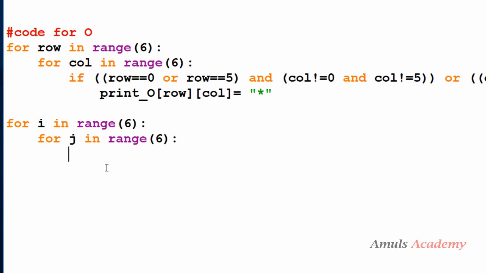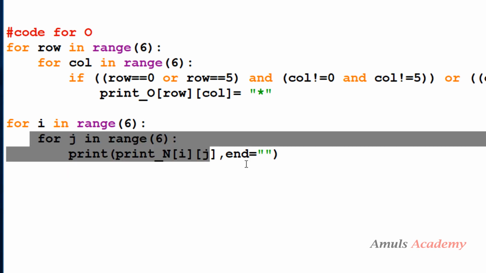First we need to print N, next O, right? So I need to print this now, print N. Here I'll print N of I, j, end is equal to empty string. This is to print the stars present in the print N nested list.